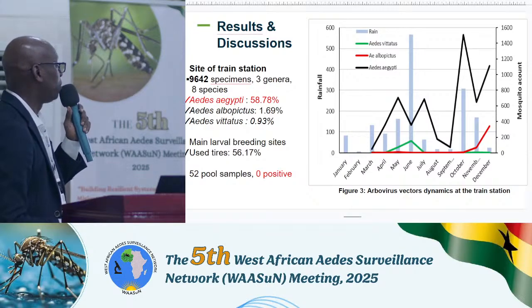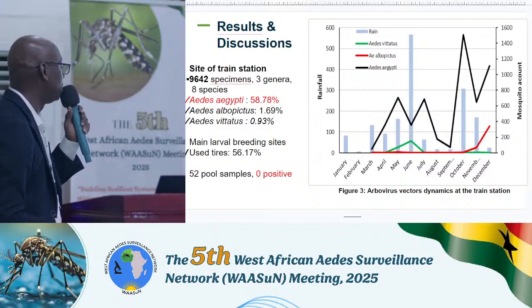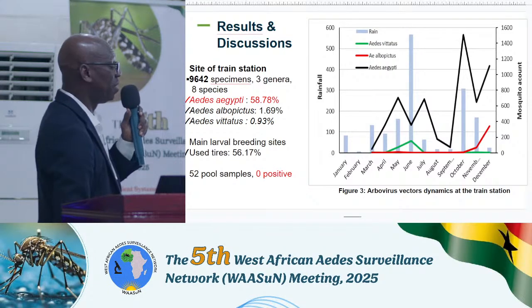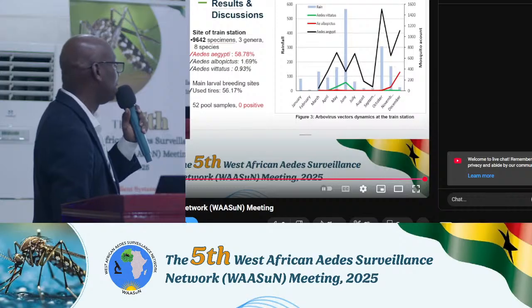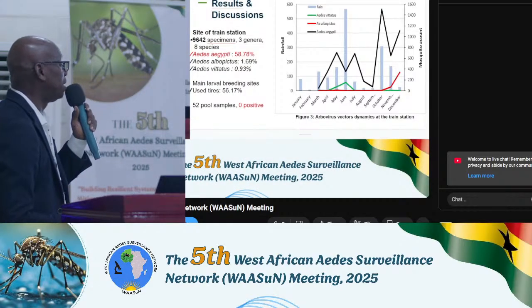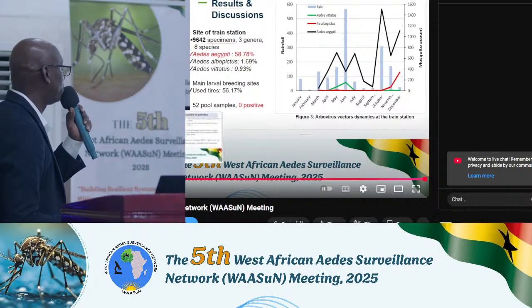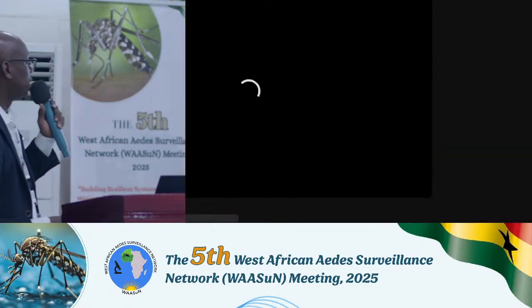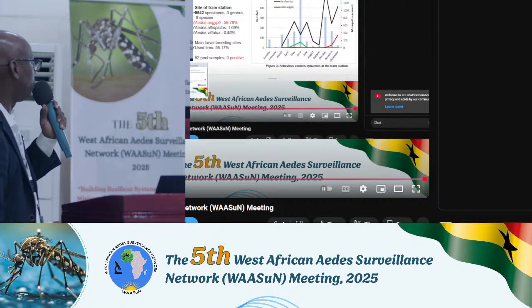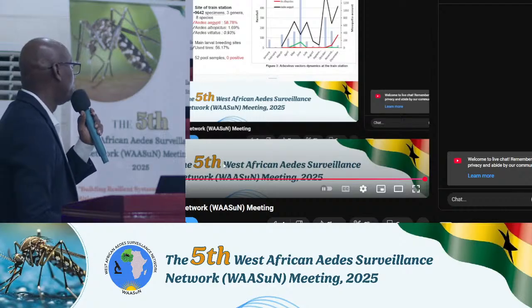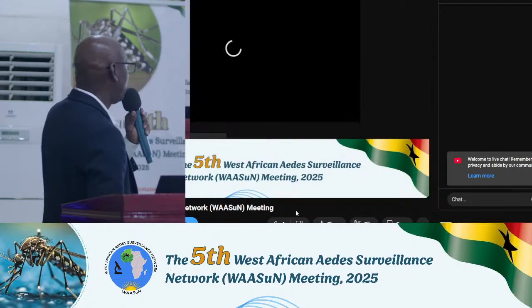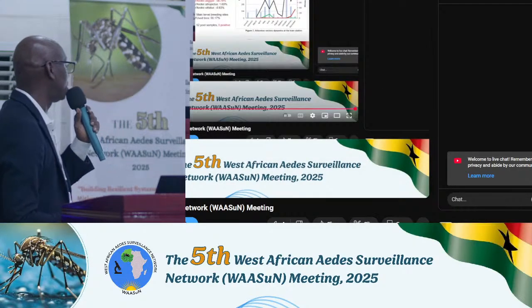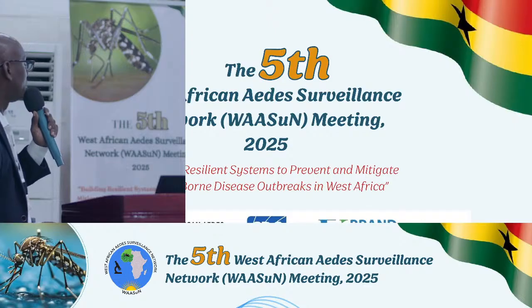In June, we have more rainy season, but the peak decreases. We have a peak of vittatus in the same month in all sites we present. In June, it is always vittatus. And this collection is very important from November to December with Aedes albopictus. The main larval breeding site we collect here is still tires.